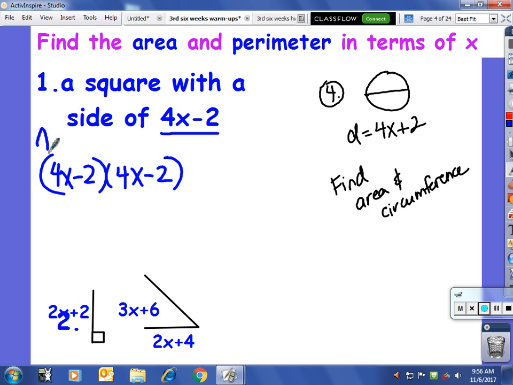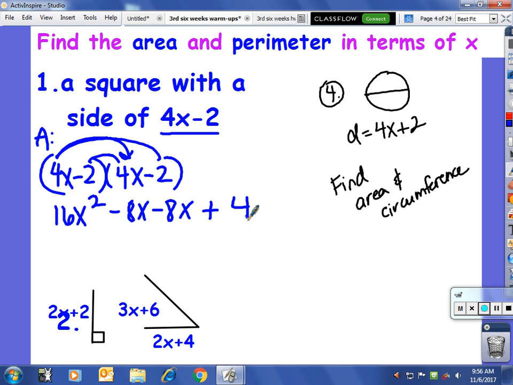Some kids just write it like this. Well, I do expect you to actually do the FOIL. I want to see the final product. What's 4x times 4x? 16x squared. And then you would get a negative 8x and another negative 8x, and then a plus 4 on the end. Final answer here, 16x squared minus 16x plus 4. That's the area of that square.